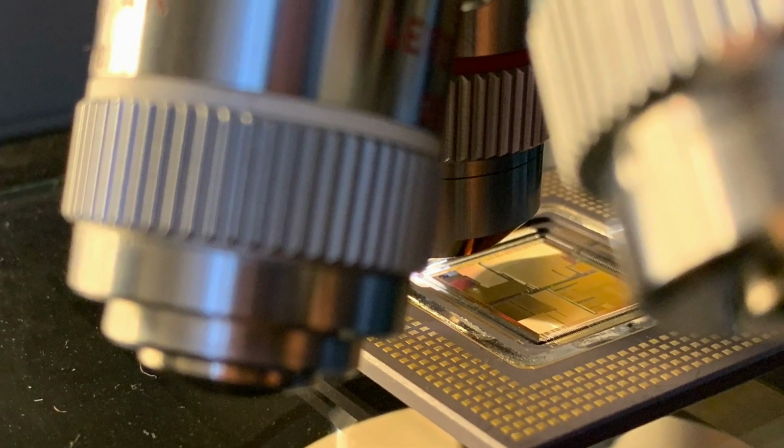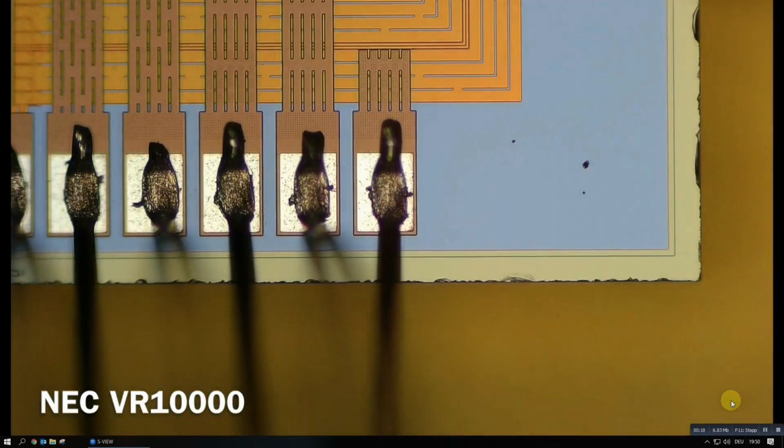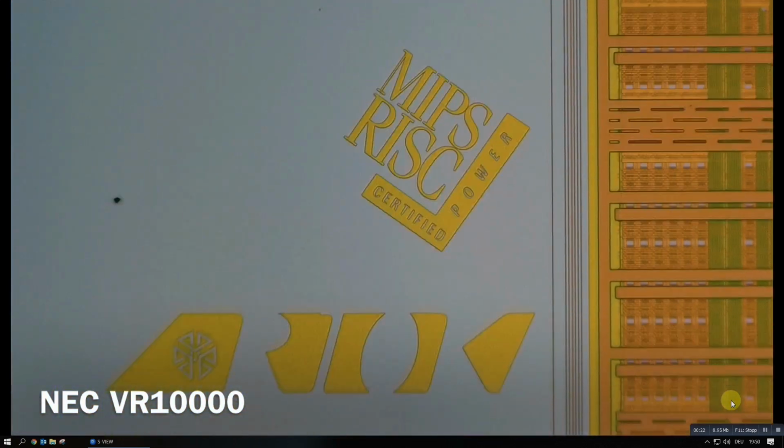Here we are with the R10000, manufactured by NEC and developed by MIPS Technologies. We start here in the corner and we can see already the connected bond wires and some nice structures very clear. The R10000 was introduced in 1996 with a clock of 195 MHz and priced at $3000.